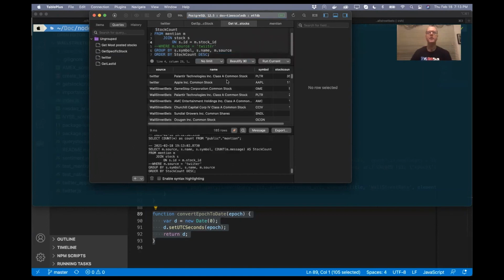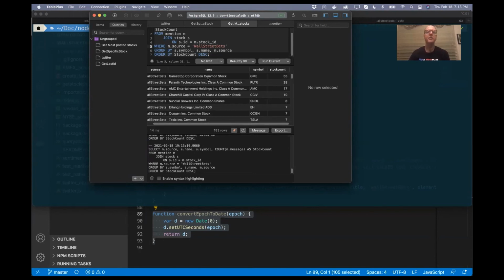Okay, so if we look here, you can see that the first two are for Twitter. So I'm going to change this to WallStreetBets. I just want to see what people are talking about on WallStreetBets. And we can see that the most common thing we're seeing right now is GameStop. GameStop is getting the most attention right now, and that's kind of obvious because that's what everybody's been talking about the last couple of weeks.